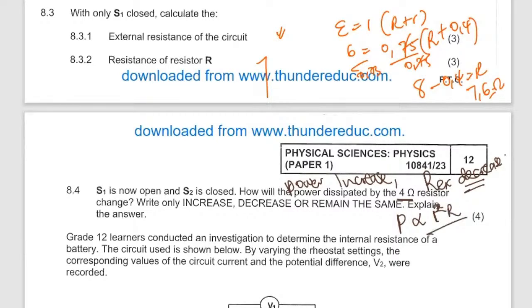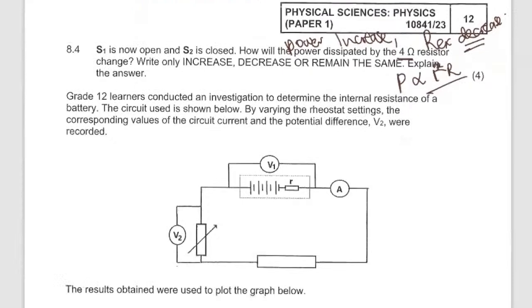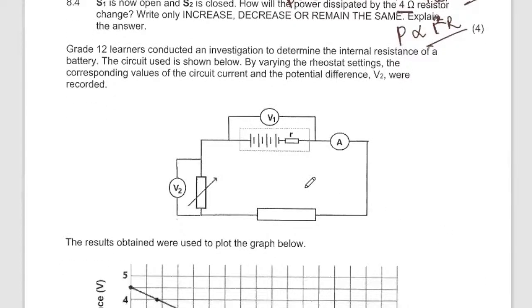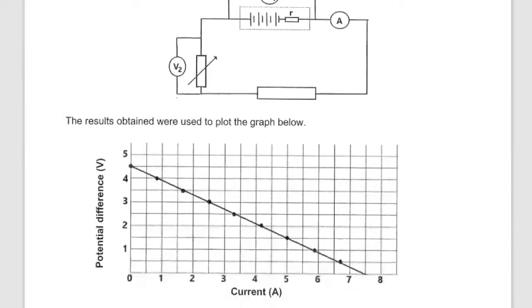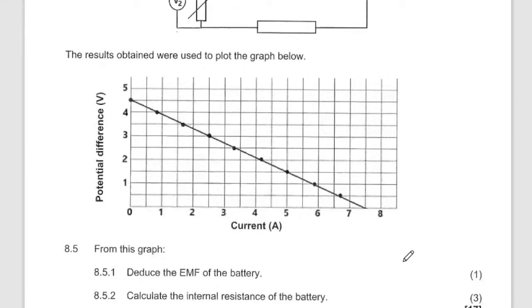Then 8.5: they are telling us that learners conducted an investigation to determine the internal resistance of the battery in the circuit below, and then a graph was plotted. From the graph, can we deduce the EMF? EMF is basically where the graph starts, on this graph of potential difference against current. So this graph is starting from 4.5. So the y-intercept, that is the EMF. Then calculate the internal resistance: internal resistance will always be the gradient of this graph.